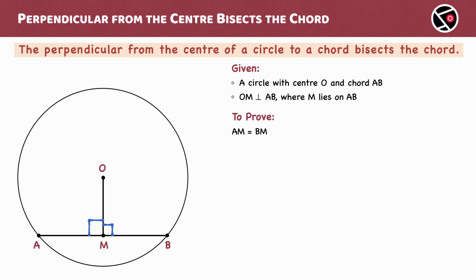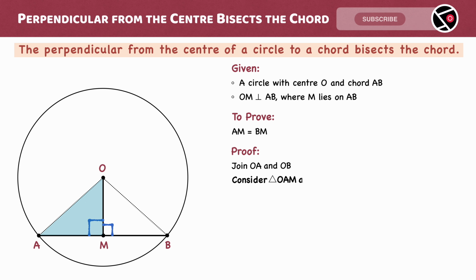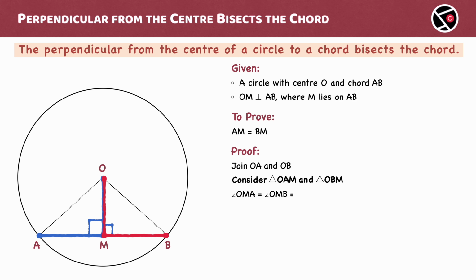Now let's move to the proof. We start by joining OA and OB. Next, focus on triangles OAM and OBM. Angle OMA equals angle OMB, both 90 degrees.